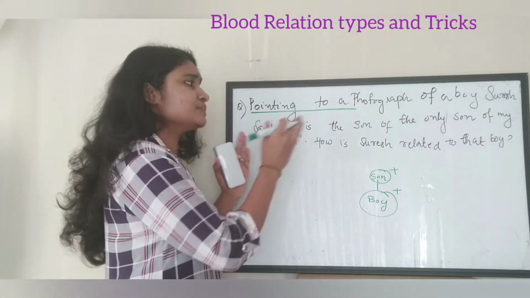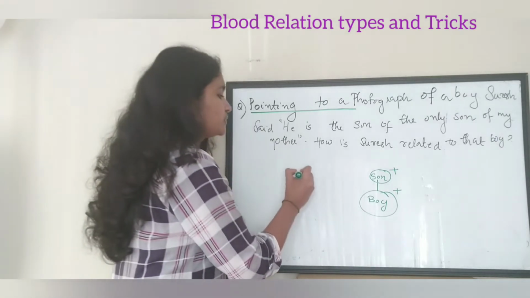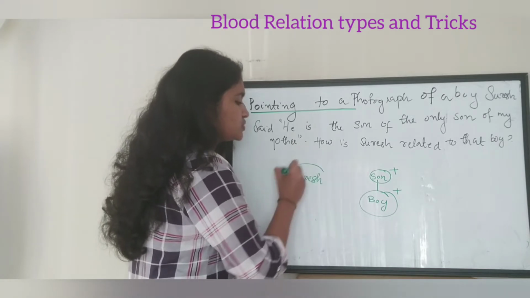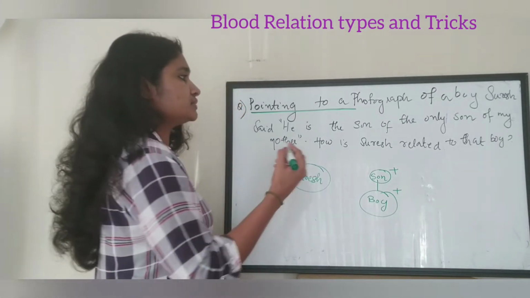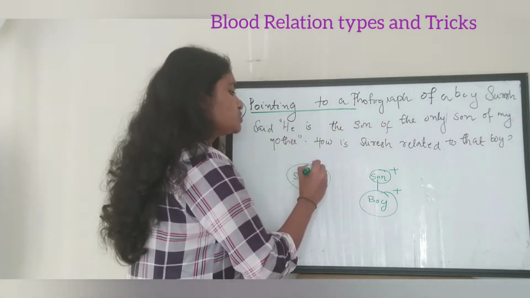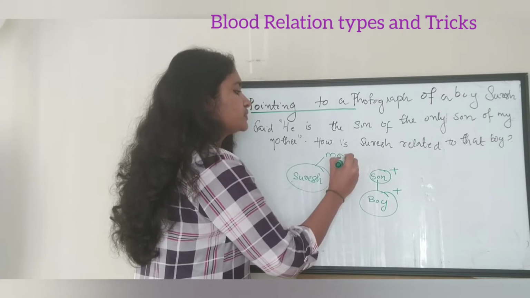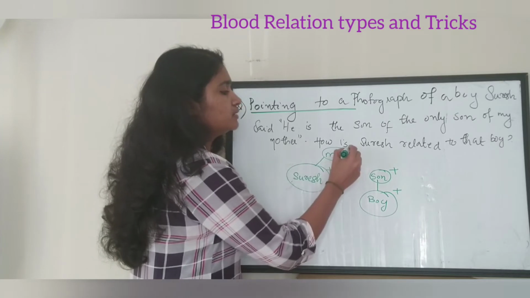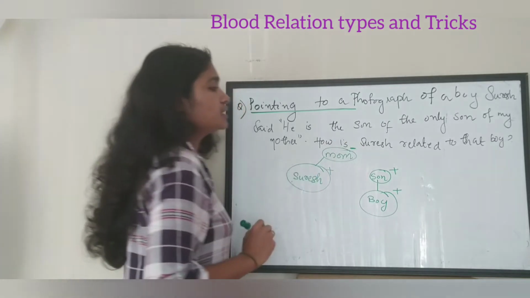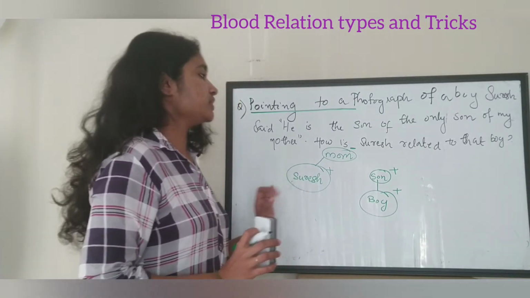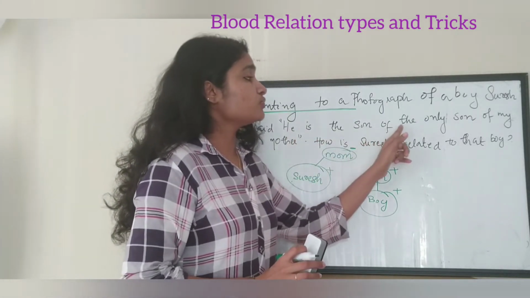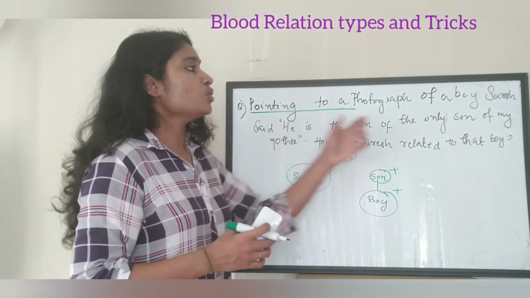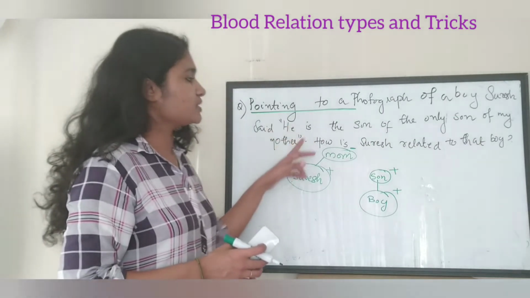So who is saying this statement? Suresh is saying, right? So Suresh here. Now, Suresh's mother: mother of my mother means Suresh's mom. Now again, here Suresh is a male person and mom is female. So this much of things we got, right? So he is the son of the only son of my mother. My mother's only son. So I'm going to read the statement in the reverse order.